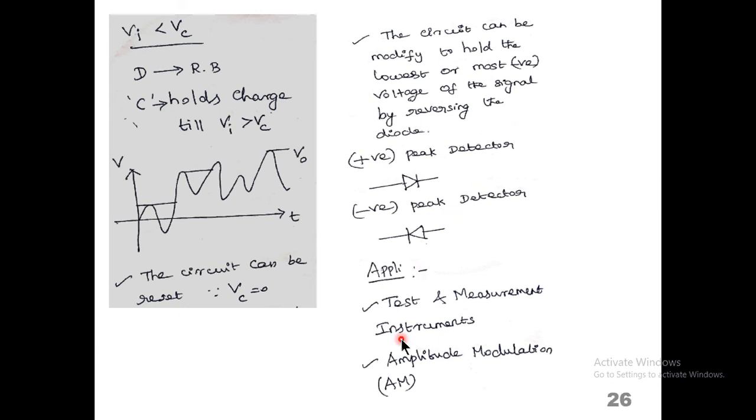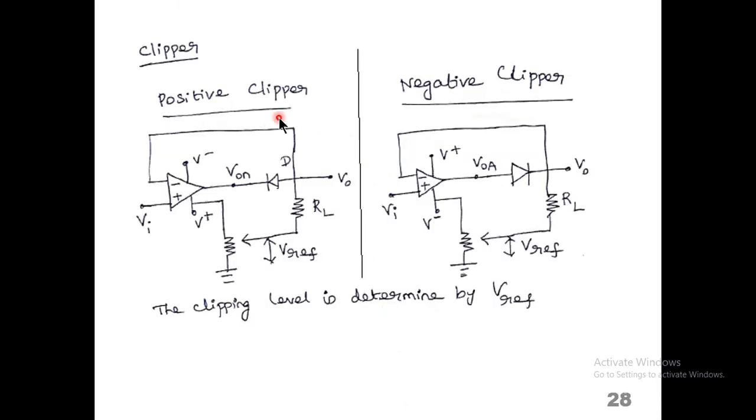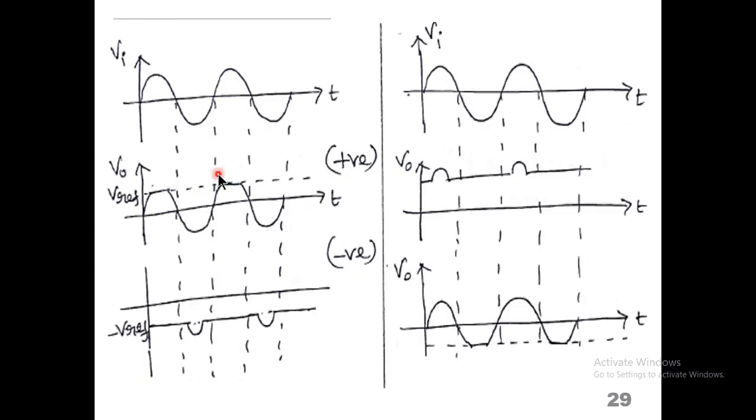The applications of the peak detector are test and measurement instruments, amplitude modulation, and clippers. There are two types, positive clipper and negative clipper, based on the diode direction. This is the circuit diagram, and these are the input output waveforms for the positive clipper and negative clipper. Here, according to the reference voltage, the clipping operation will be done. In the positive clipper, if the reference voltage is positive, the upper portion will be clipped.